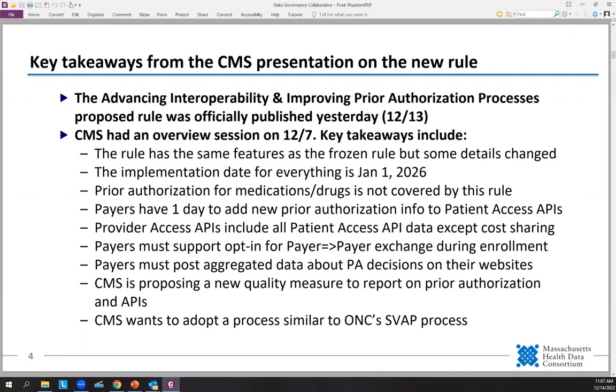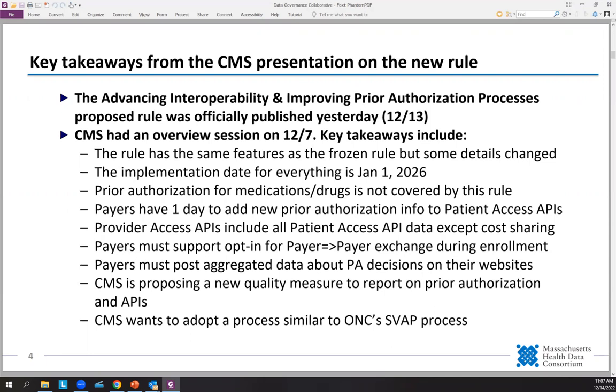The one thing which is slightly different from what was in the frozen rule is that payers must support an opt-in process for the payer-to-payer exchange during enrollment. So they must have a mechanism during the enrollment process which allows a patient to indicate whether or not they want their records from their previous payer to be moved over to their new payer. And so that is slightly different from what was there before. That was something that they talked about having as an optional process in the frozen rule, at least that's the way that I remember it. But it was not, so that's something to look at.